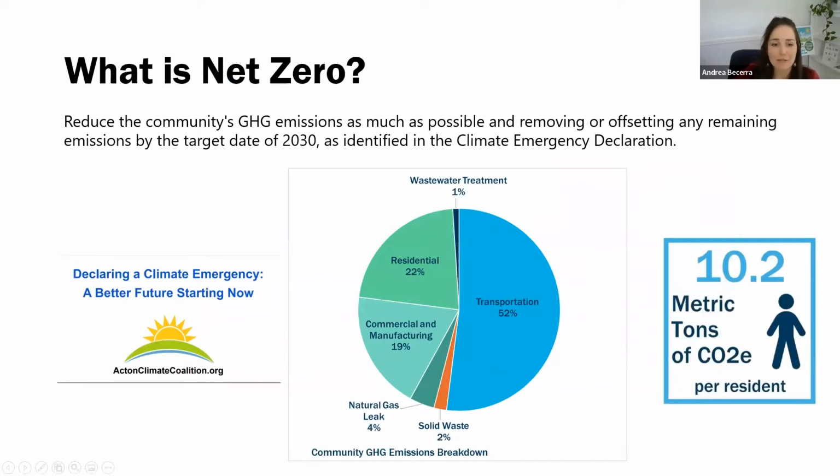So as a reminder of why we're here today, we're going to be going through strategies to reach net zero by 2030, in line with the Climate Emergency Declaration, which was passed in 2020 and calls for net zero as quickly as possible with a target date of 2030. So what is net zero? Net zero is reducing the community's greenhouse gas emissions as much as possible and removing or offsetting any remaining emissions by the target date of 2030. Here you can see the breakdown of emissions in the community, and 10.2 metric tons of CO2 is the estimate of how much each resident in Acton emits.